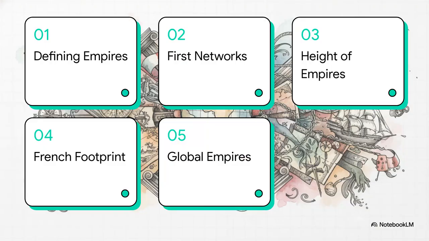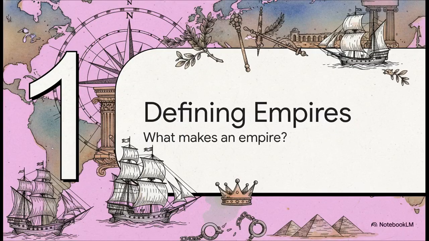So here's the path we're taking today. We'll start by defining colonial empires, then trace the first global networks, examine the height of European empires, detail the French global footprint, and finally, look at empires across the globe. All right, kicking things off with Section 1, defining colonial empires.